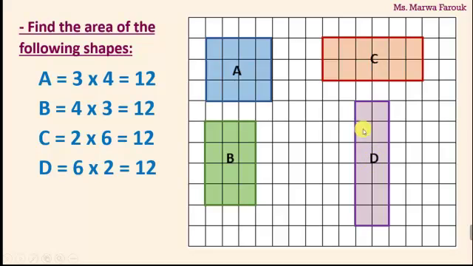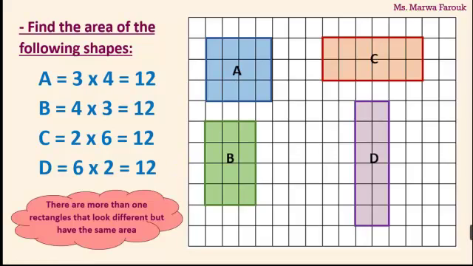The last one, D. How many rows do I have? 1, 2, 3, 4, 5, 6. And how many columns? 1, 2. So I'm going to multiply 6 times 2, which equals 12. As you can see here, there is more than one rectangle that looks different but has the same area.